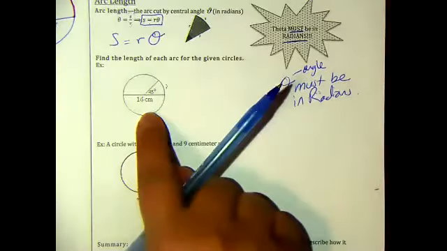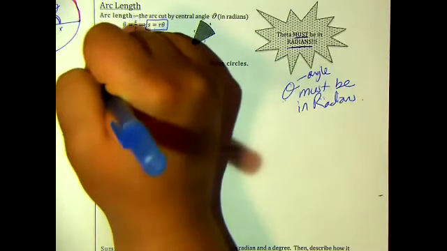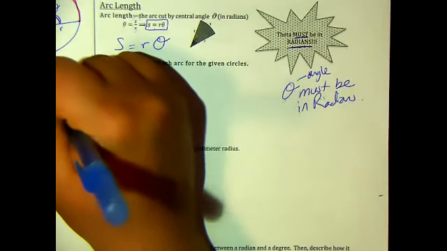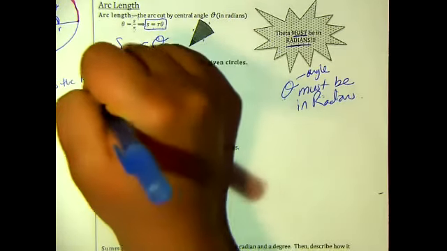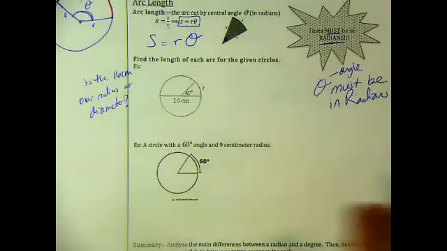Okay, the question in the chat: is the 16 centimeters our radius or diameter? That's the question I want answered in the chat.